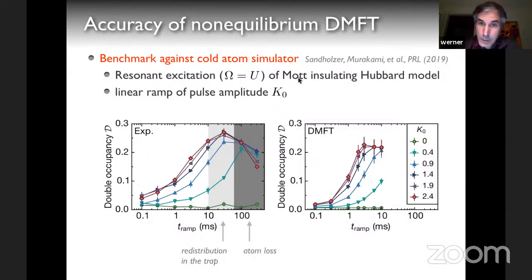So we consider here the Mott insulating Hubbard model, which is driven with a frequency equal to U. And this strongly excites doublon-hole pairs in this Mott insulator. What is plotted here is the number of doublons as a function of time for different strengths of the excitation pulse and for different lengths of the excitation pulses. We have taken here in the DMFT simulation the same lattice, the same trap, and of course the same ramp protocol and so forth. So we should be directly able to compare these simulation results to the experiment, at least up to about 10 milliseconds. Beyond 10 milliseconds, there will be redistributions of atoms in the trap and also atom losses for longer times. But for shorter times, we should be able to compare directly.